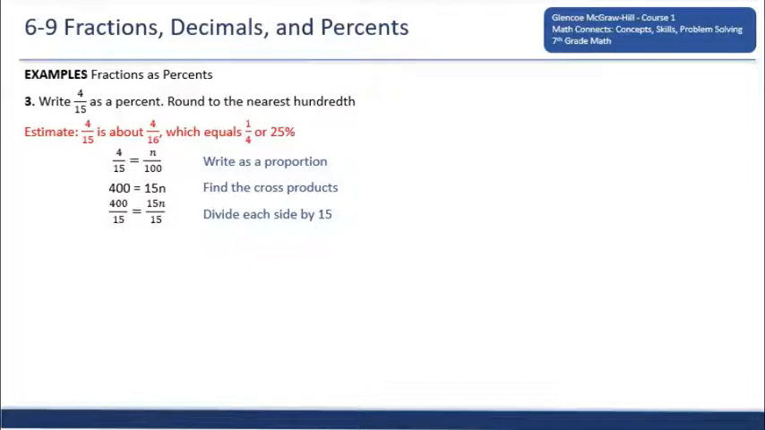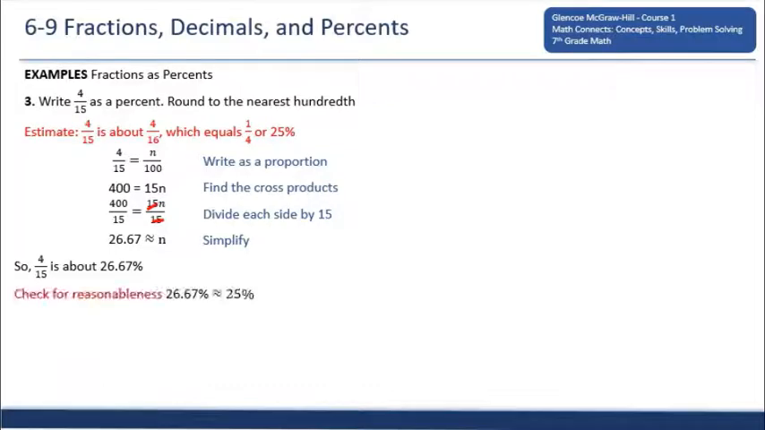So 400 divided by 15 equals 15n over 15. And we're going to simplify, and I'm just going to show you the 15 and 15 just to help you visualize that that becomes 1n or n. And then you can use a calculator to divide 400 by 15. And we're rounding to the nearest hundredth. So that's why we're going to say 26.67 is approximately n. And if we check for reasonableness, our answer 26.67 is approximately 25%, which was our estimate.